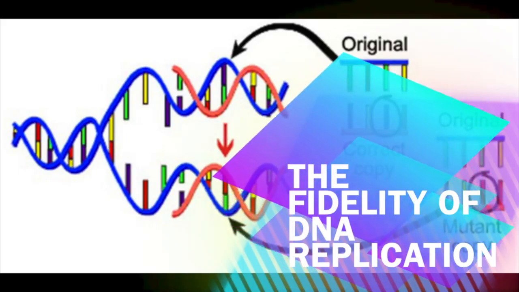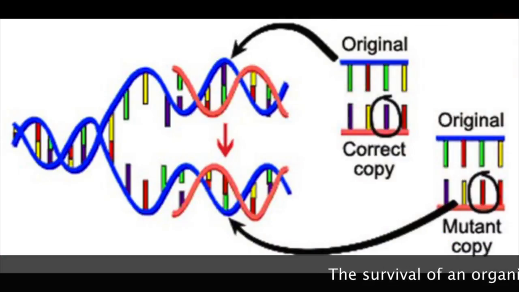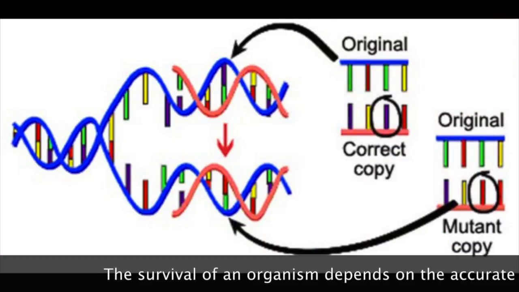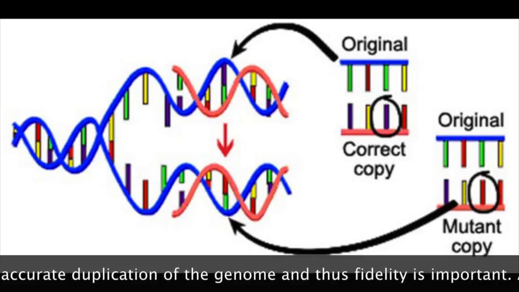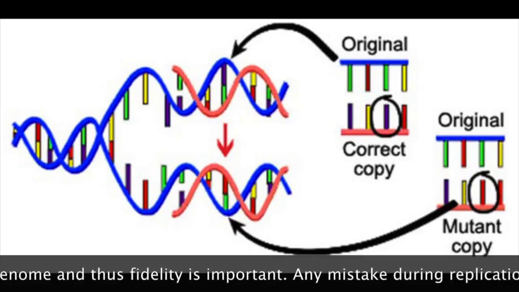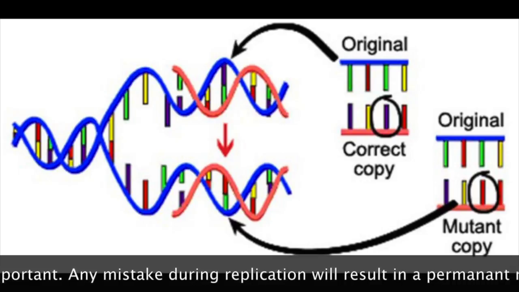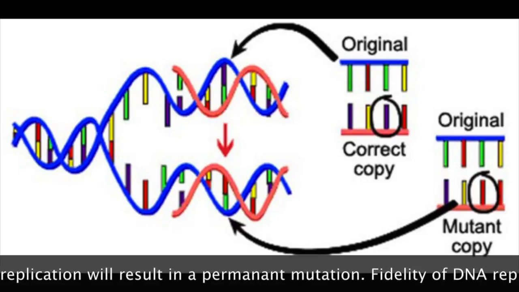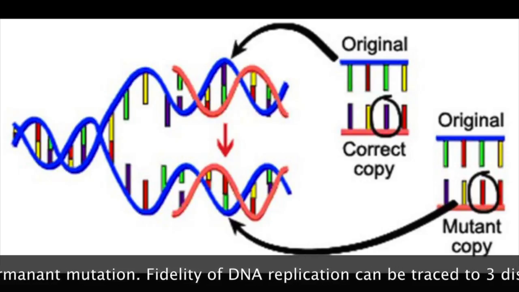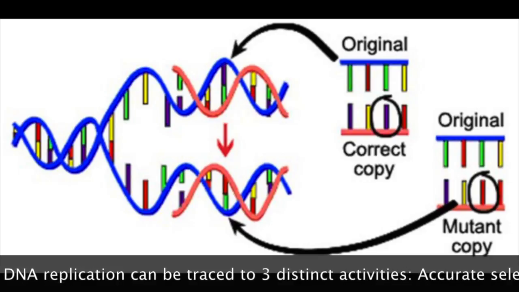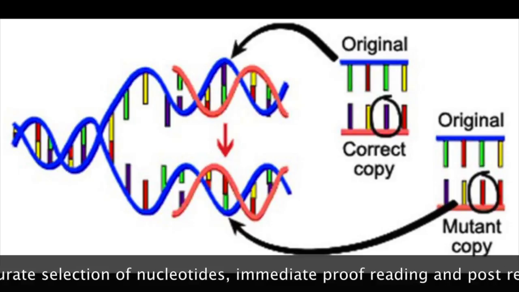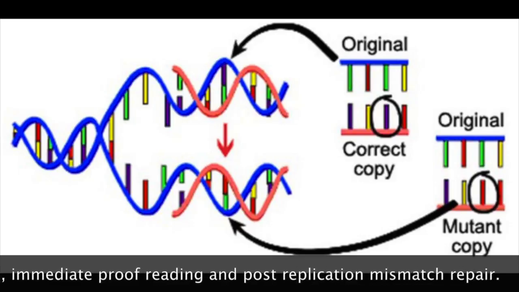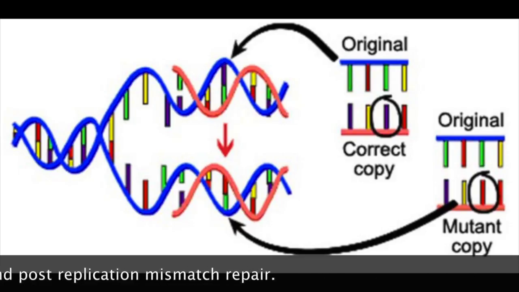Now, the fidelity of DNA replication. The survival of an organism depends on the accurate duplication of the genome, and thus, fidelity is important. Any mistake during replication will result in a permanent mutation. The fidelity of DNA replication can be traced to three distinct activities. One, the accurate selection of nucleotides. Two, immediate proofreading. And three, post-replication mismatch repair.